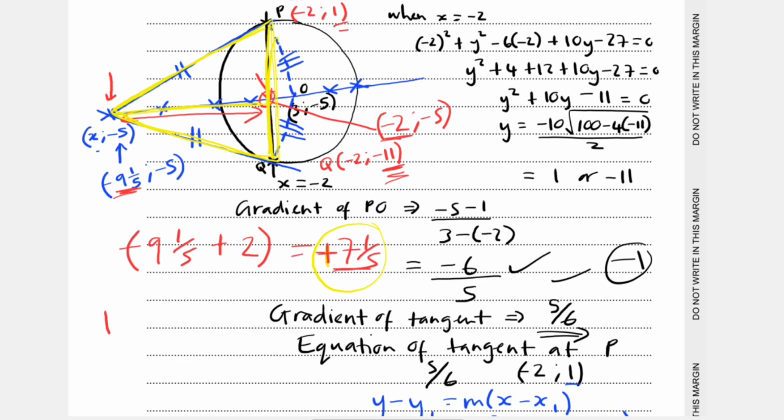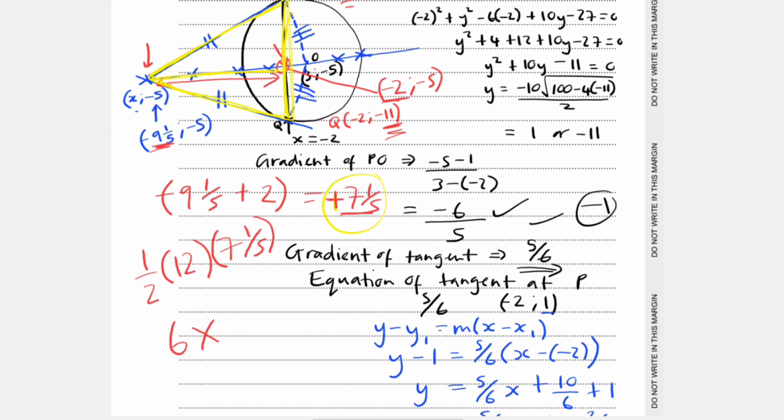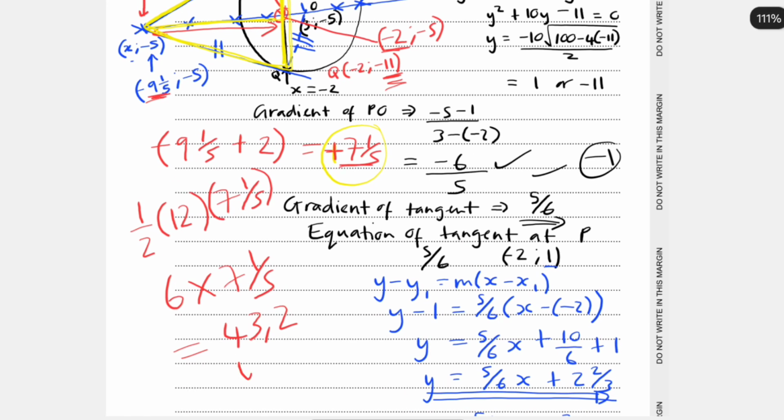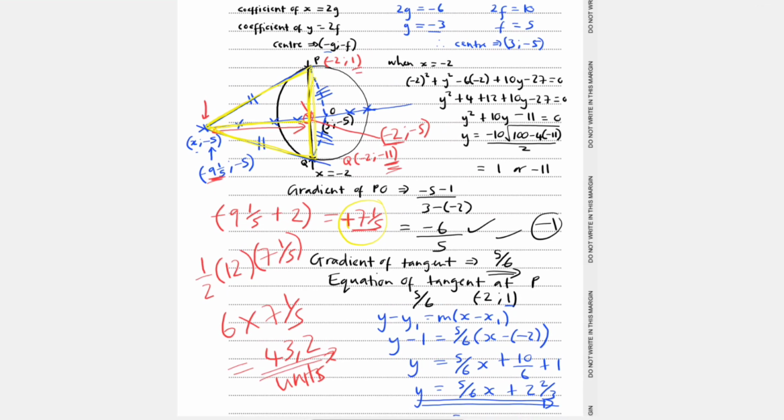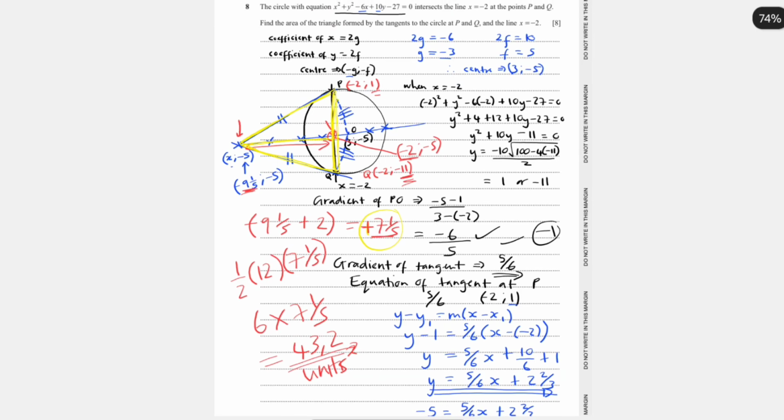So to get the area of that, it's half times 12 multiplied by 7 and a fifth. So this will be 6 times 7 and a fifth to give us 43.2 square units, right? And that will be it for number 8.